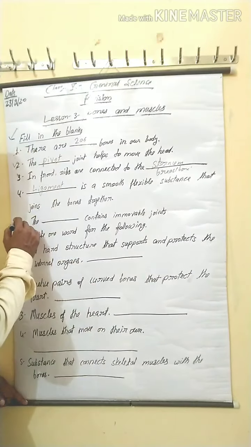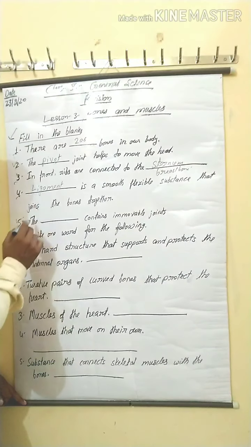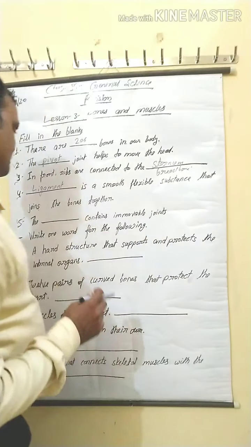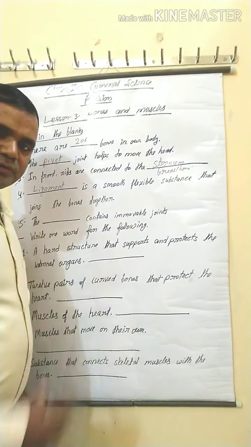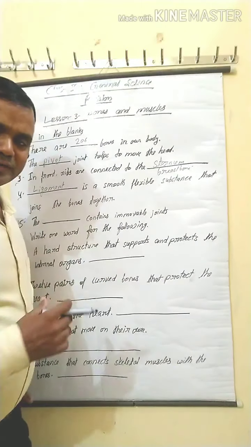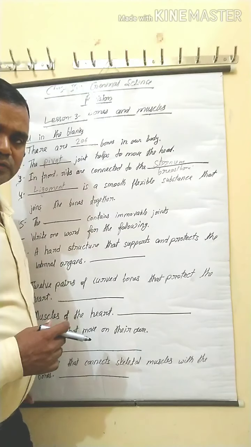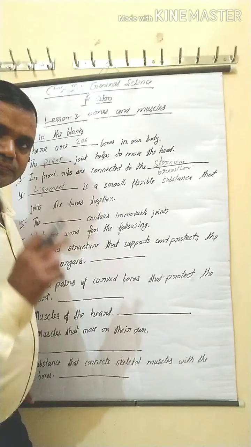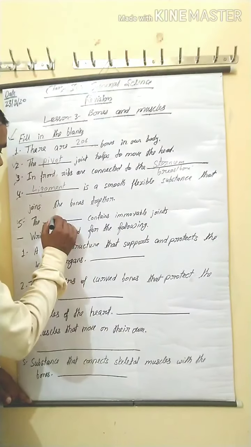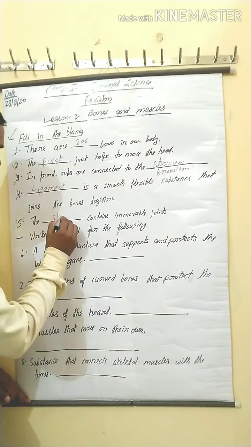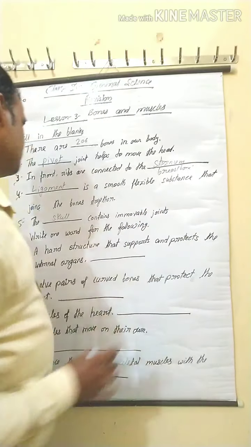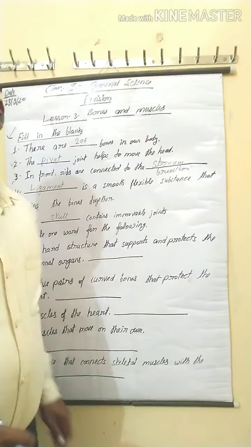Okay, now next, fifth number. The blank space contains immovable joints. In which part of the body are immovable joints, or fixed joints, found? Only one place where fixed joints are found. What? Skull. The skull contains immovable joints, or fixed joints.